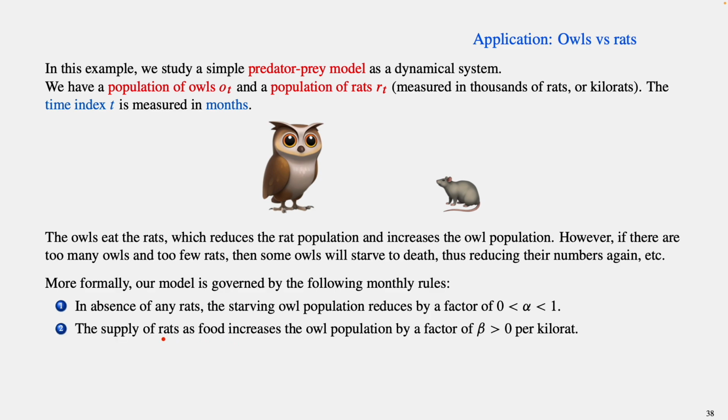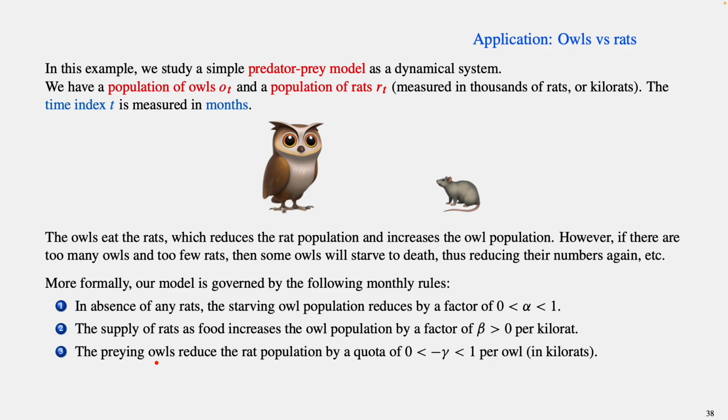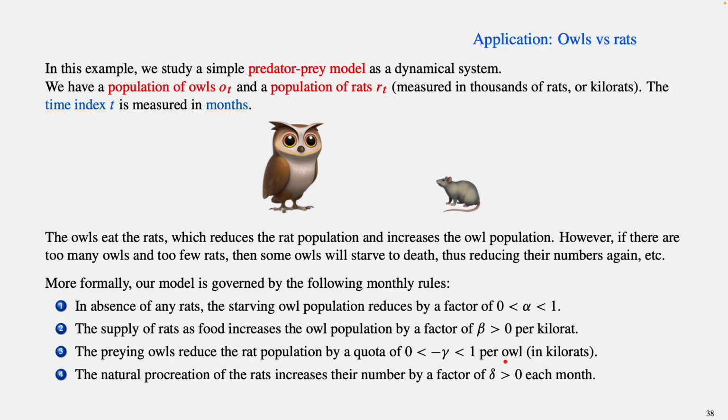If there are rats, then the supply of food increases the owl population by a positive factor beta per kilo rats. So the more rats there are, the more the owl population thrives. The owls reduce the rat population by a quota of gamma, so gamma being a negative number then, and the absolute value of gamma should also be between 0 and 1 for each owl. And the rats procreate naturally, so every month their number increases by a factor of delta.